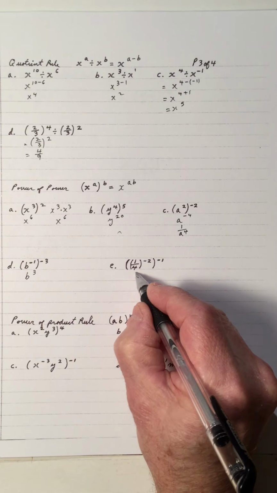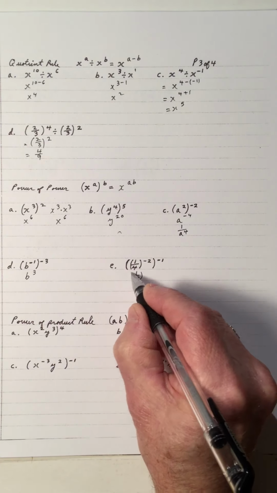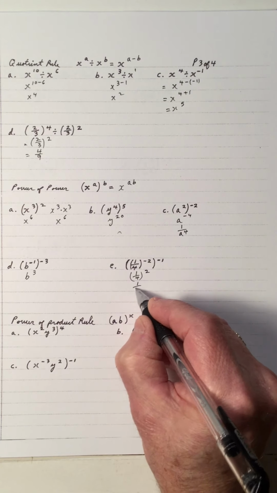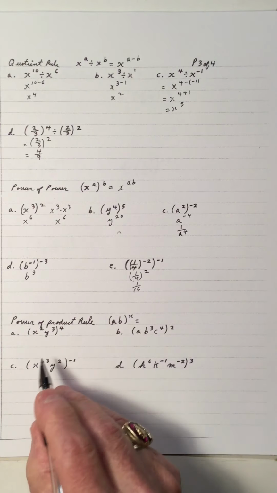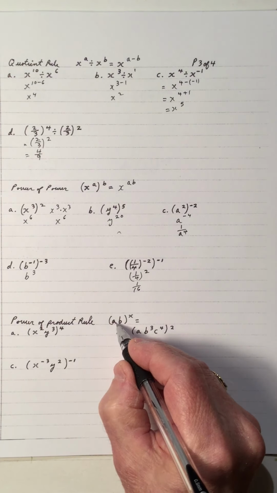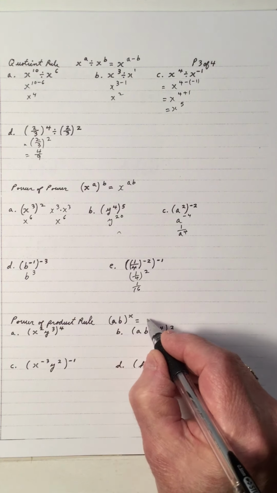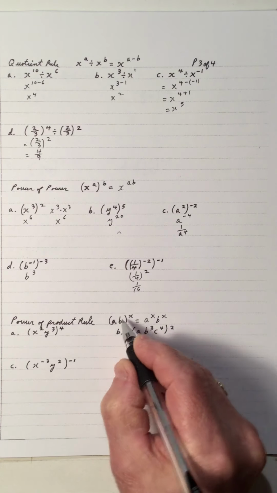And we have a power of a power, so we have 1/4. Negative times the negative is a positive, so that's a 2. So 1 over 4 squared. 1 squared is 1. 4 squared is 16. And we have a power of a product. So ab is a product of these two terms raised to the x power, so it's the same as a to the x, b to the x.